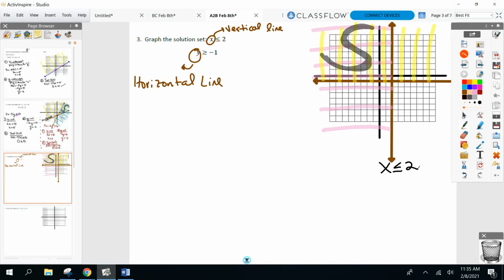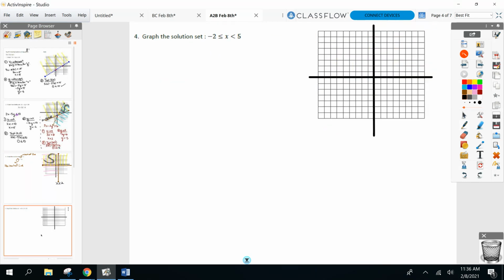Okay, anything specifically on the shading? You guys are good? So X by itself, vertical, Y by itself, horizontal. We'll see a lot of that too. All right, last easy one here. Go ahead, get your X, Y axes if you haven't done so.